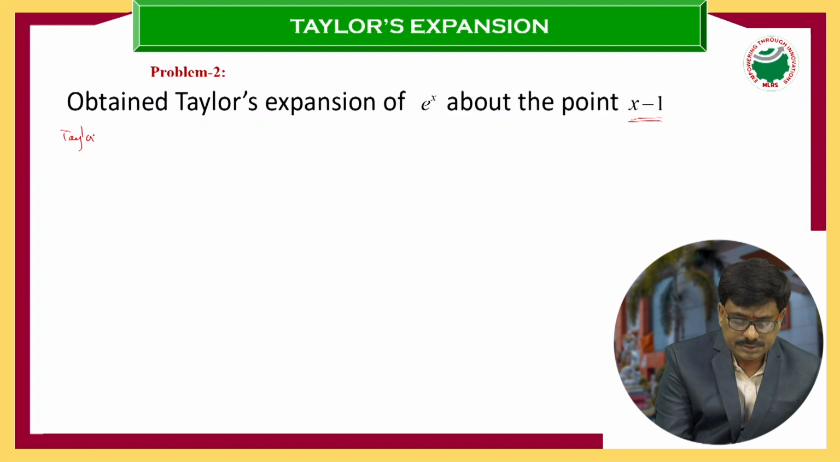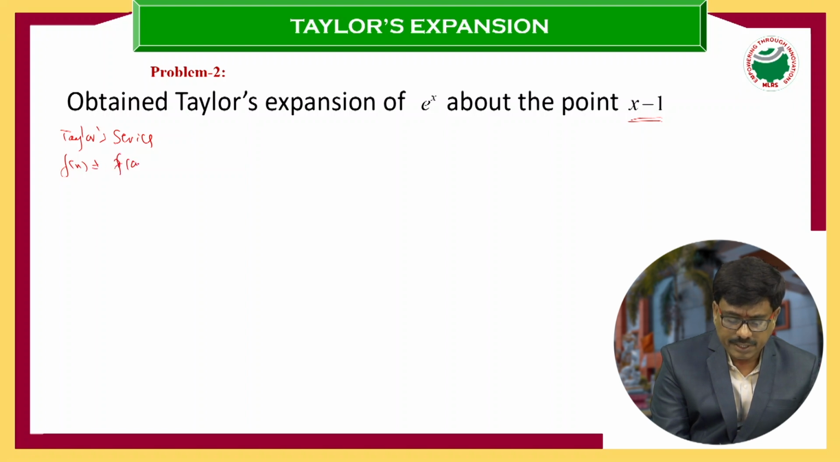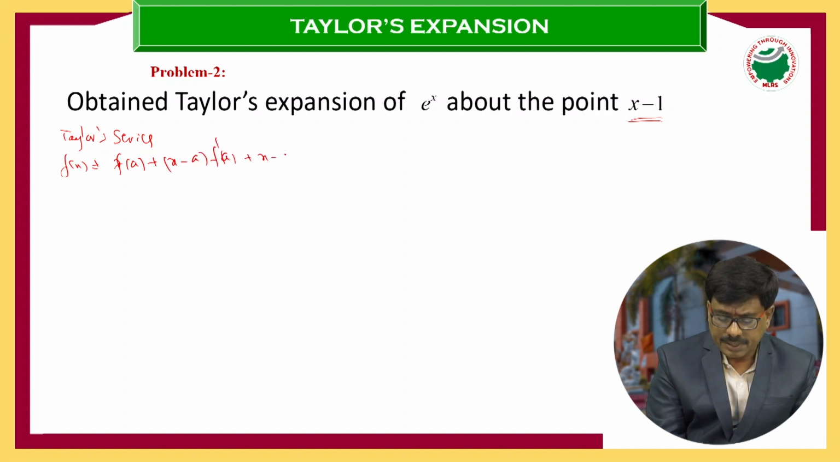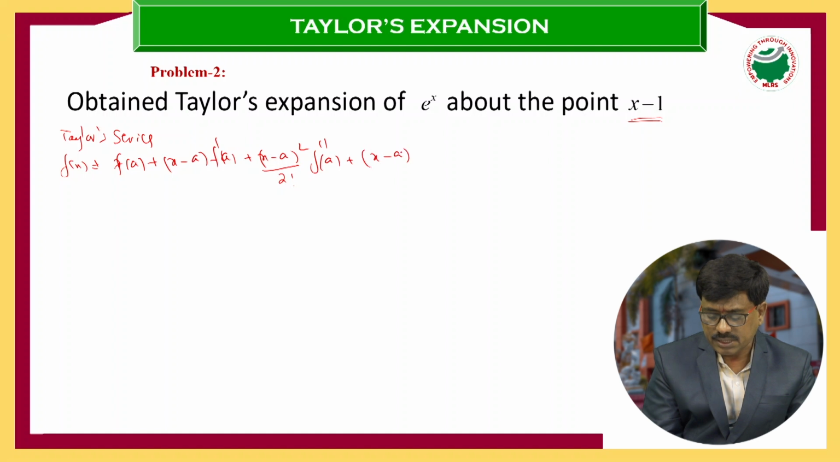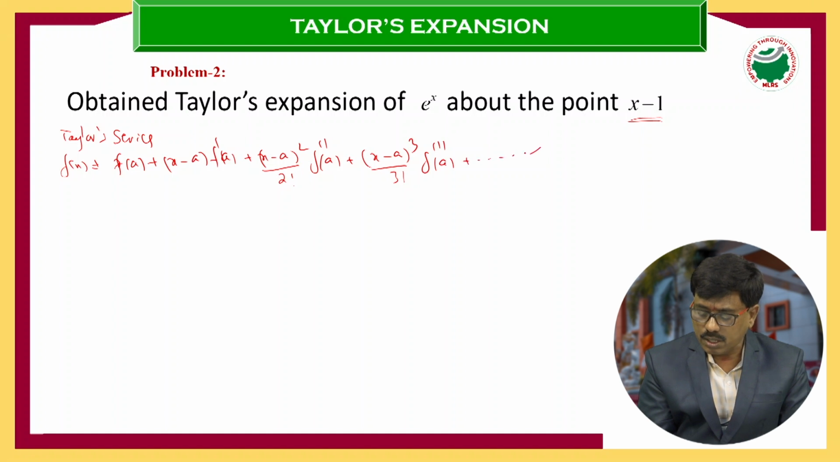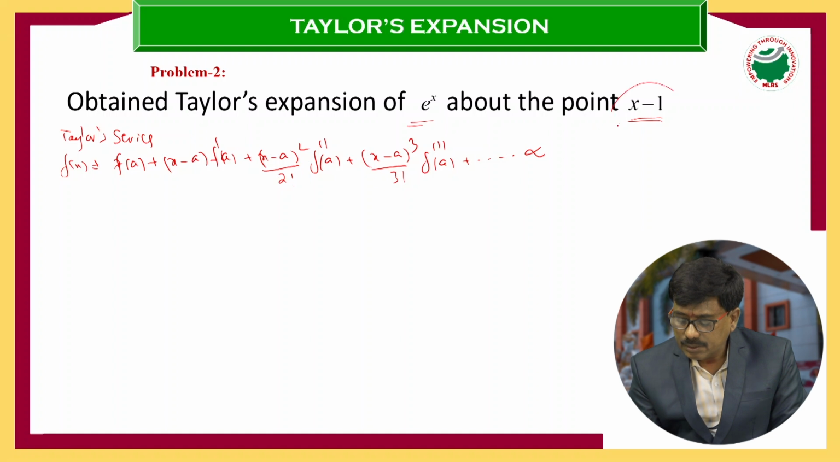Now I am going to write the Taylor's expansion first. What is Taylor series? f of x equals f of a plus (x minus a) into f dash of a plus (x minus a) whole square by 2 factorial into f double dash of a plus (x minus a) whole cube by 3 factorial into f triple dash of a plus so on up to infinity. Now, this function is expanded at the particular point x minus 1. We need to write the Taylor's expansion in the powers of x minus 1.